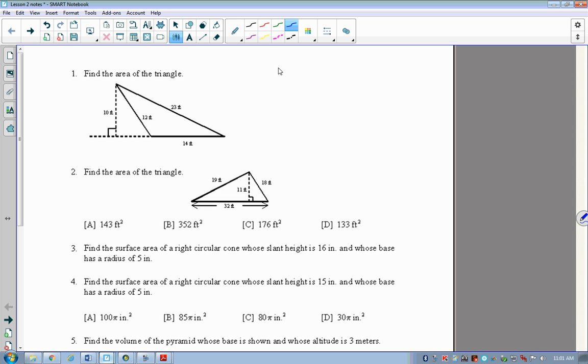And you could do that. There's maybe even an easier way to kind of think about this. I know I'm going to end up dividing by 2, so what I could do is take 32 divided by 2 and multiply that by 11. 32 divided by 2 is 16. 16 times 11. In any case, I should get what? 176 feet squared.